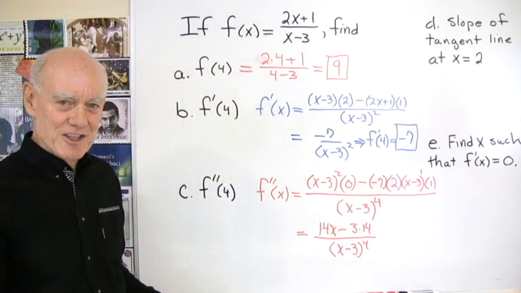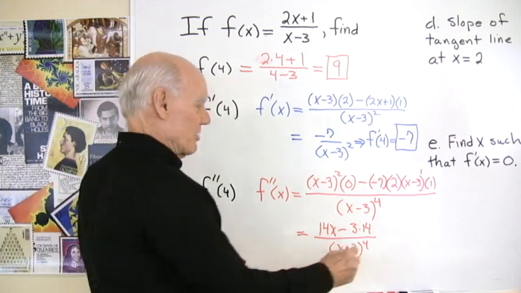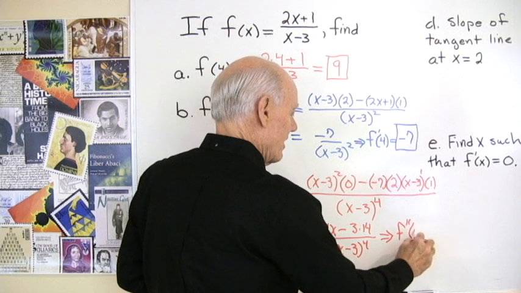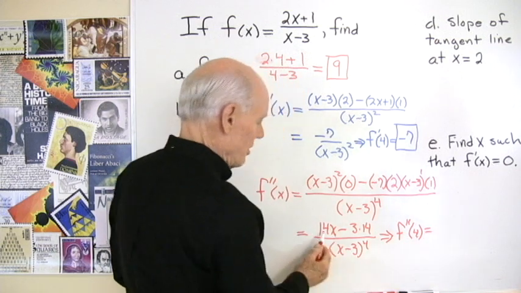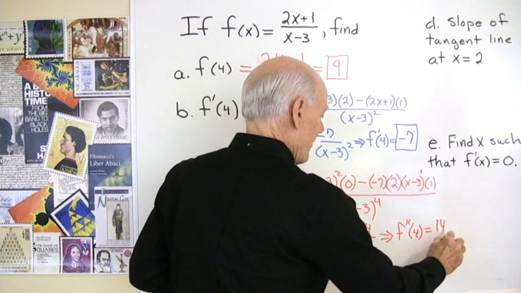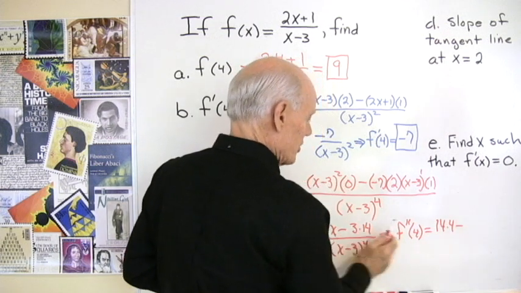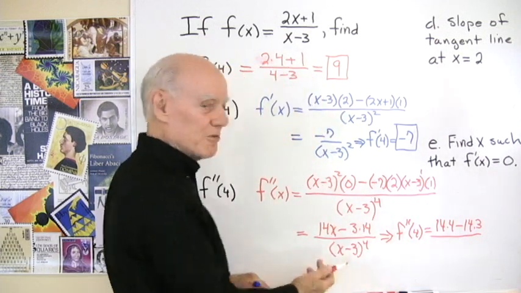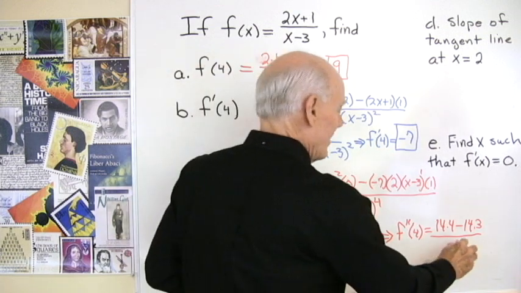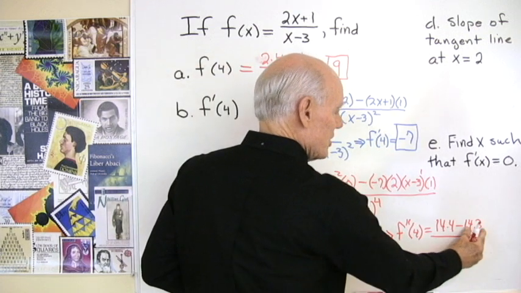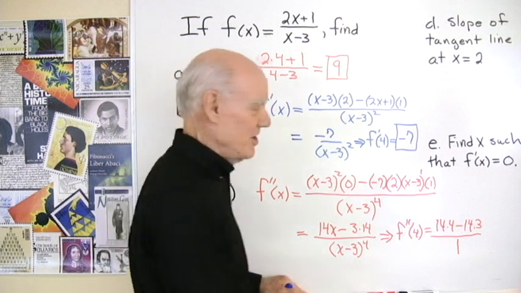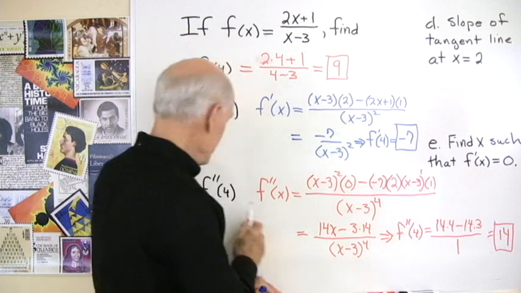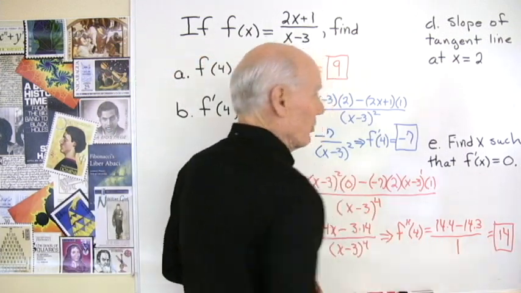And now that I have the second derivative, I can evaluate it when x is equal to 4. So this implies that the second derivative when x is equal to 4 is going to be 14 times 4 minus 14 times 3, all divided by 4 minus 3, which is 1, to the 4th is still 1. Well, what's 4 times 14 minus 3 times 14? 14. So that second derivative when x is equal to 4 turns out to be just 14.